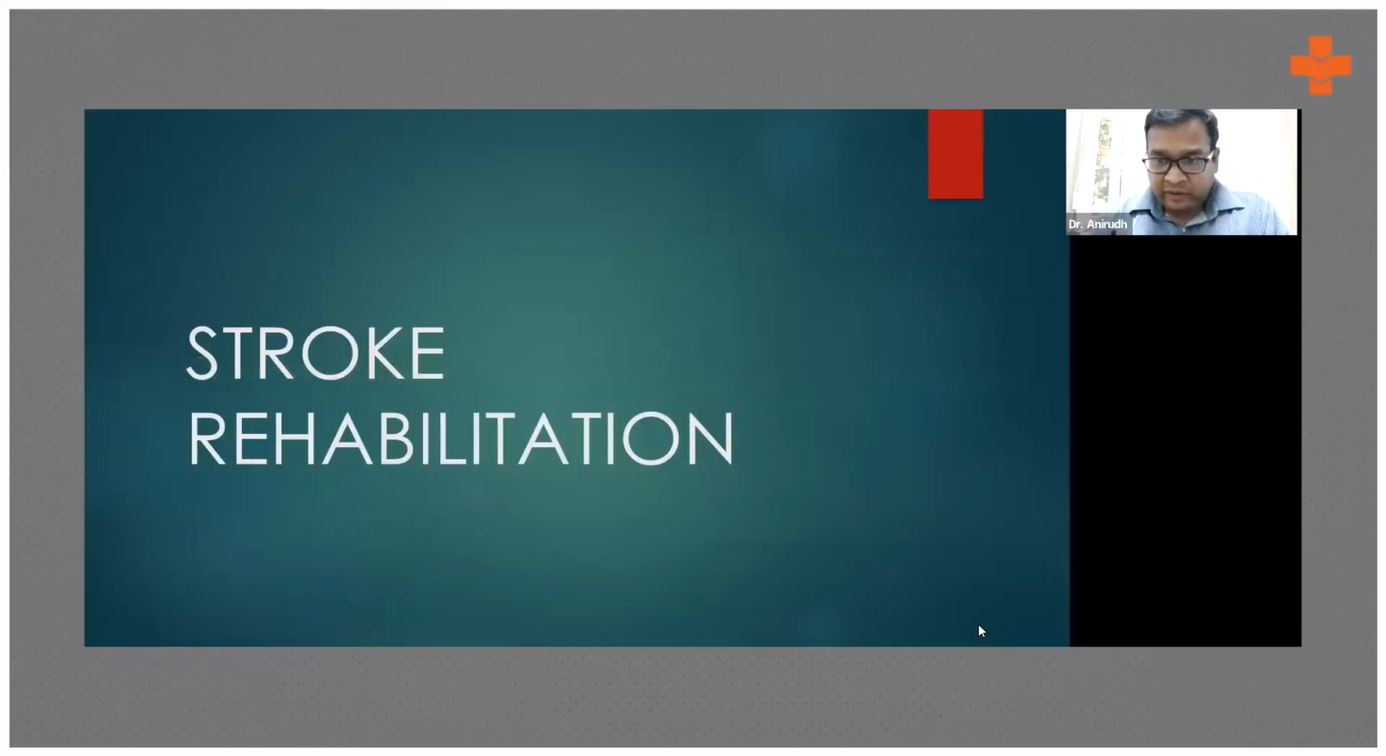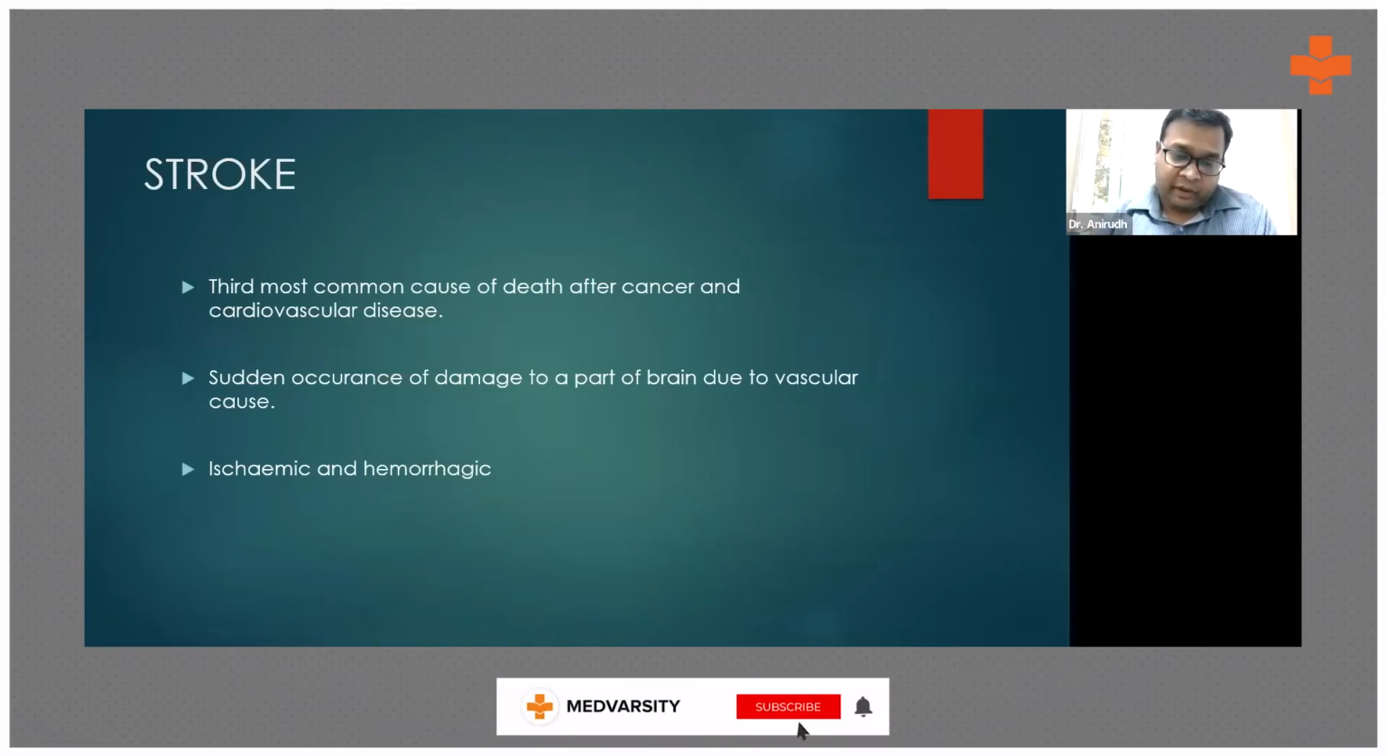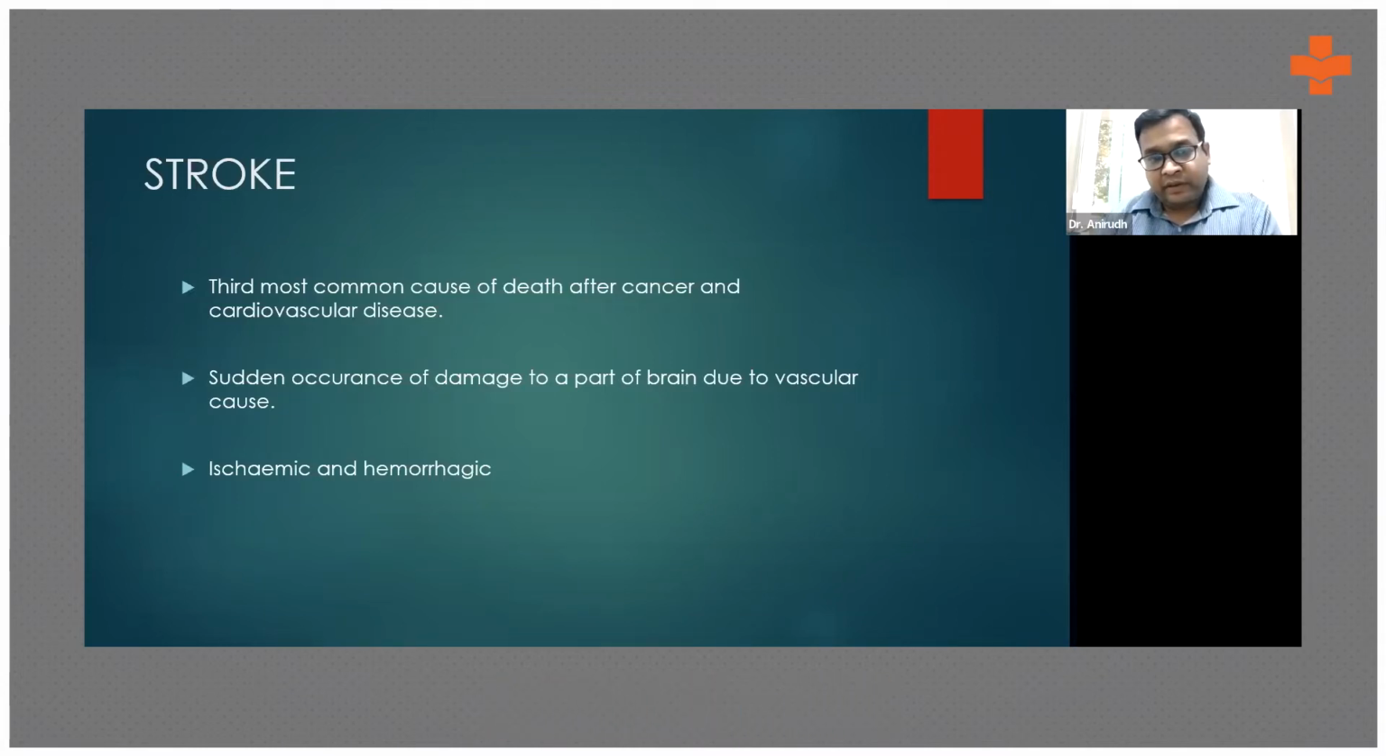Today we are going to discuss something about stroke rehabilitation. Almost each and every one of us has come across stroke patients in our daily life, and people who are in the medical field or the healthcare workers are almost very habituated in taking care of stroke patients. So stroke is the third most common cause of death after cancer and cardiovascular disease.